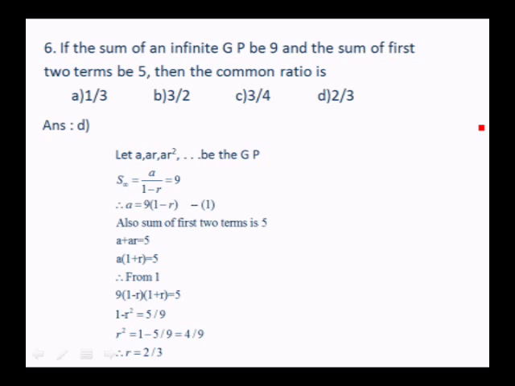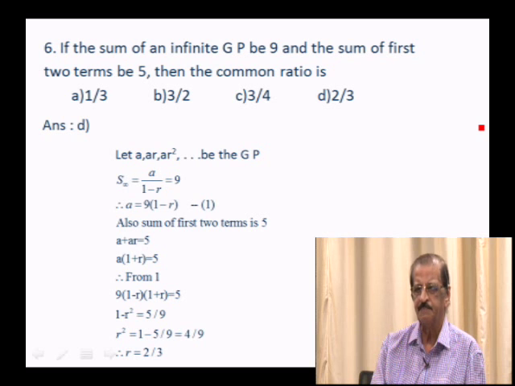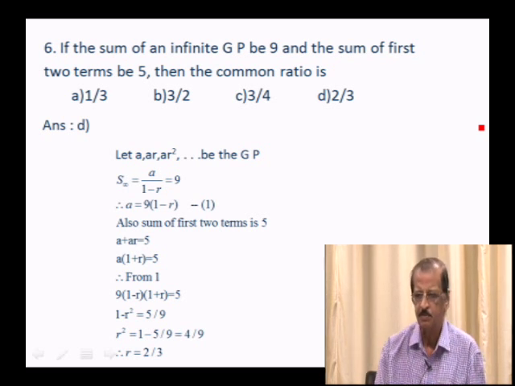Sum of the first two terms is a plus ar. So, that is equated to 5. a plus ar is equal to 5. If you take a as a common factor, a into (1 plus r) is equal to 5. Therefore, from 1, you substitute a as 9 into (1 minus r). So, 9 into (1 minus r) into (1 plus r) is equal to 5. 1 minus r^2 is equal to 5/9. So, r^2 is equal to 1 minus 5/9, that is 4/9. So, r must be 2/3. So, the option is D, r is equal to 2/3.